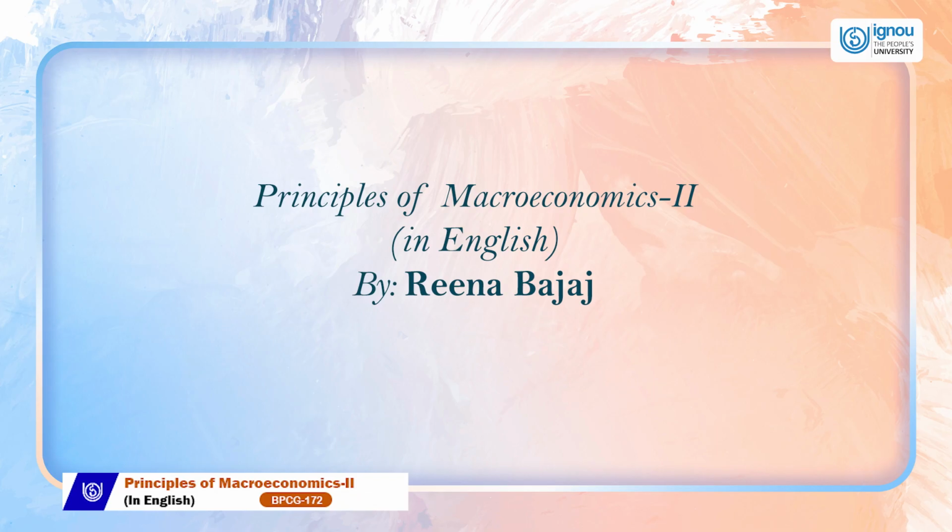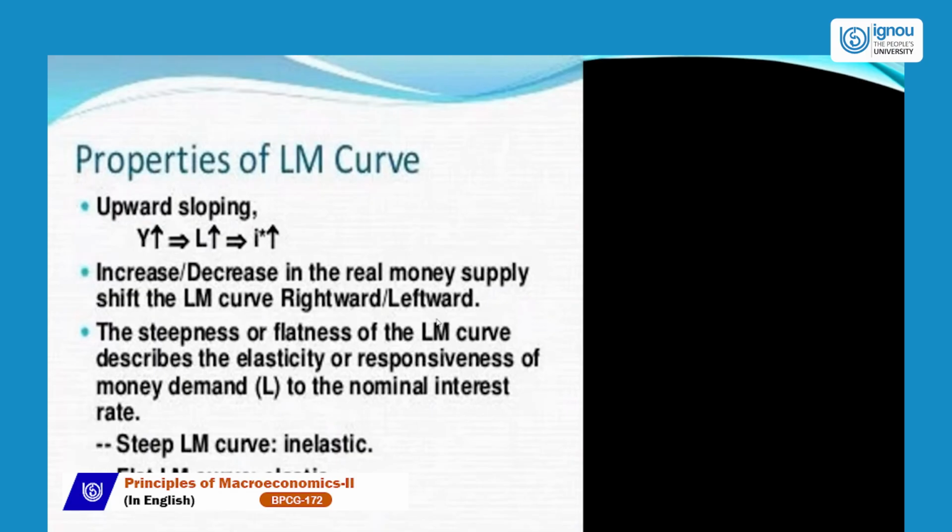If Y increases, Y means level of income. If income level increases, then money demand will also increase. L increases means liquidity preference. And if liquidity preference increases, money demand increases, the rate of interest will also rise.